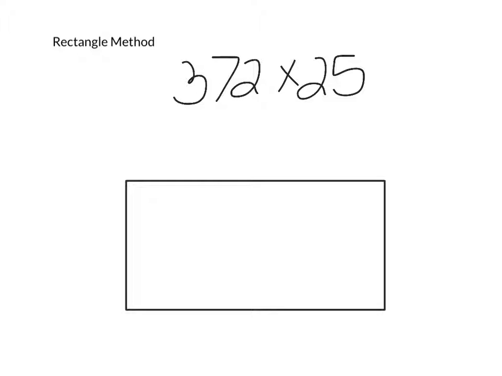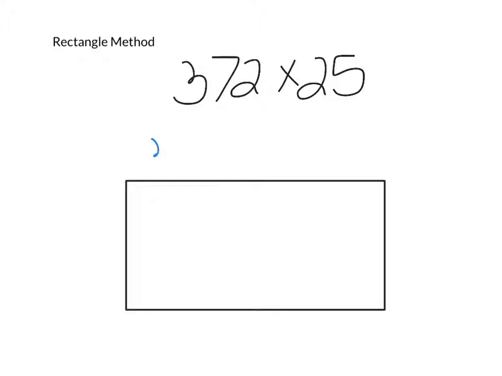This next method is called the rectangular method, and it's one that's become popular on social media recently. It is very similar to an array or lattice, but it's not quite as messy as lattice, and it doesn't visually take into account the size of the boxes like we did with the arrays with the base 10 blocks. So this is another way to think about partial products. We're basically doing partial products in a rectangle.